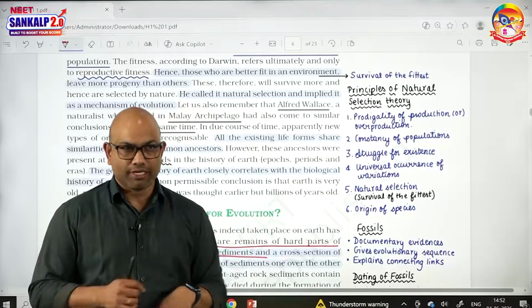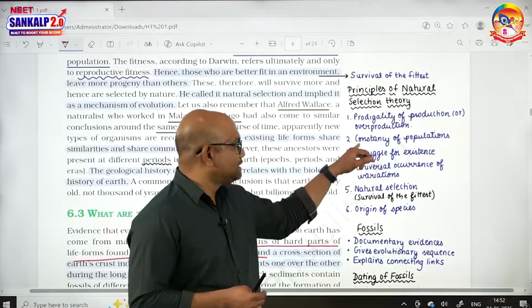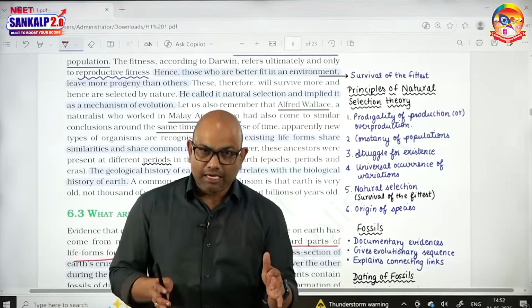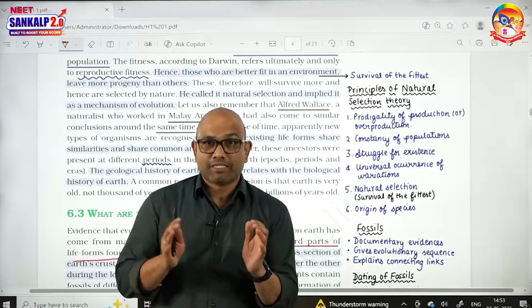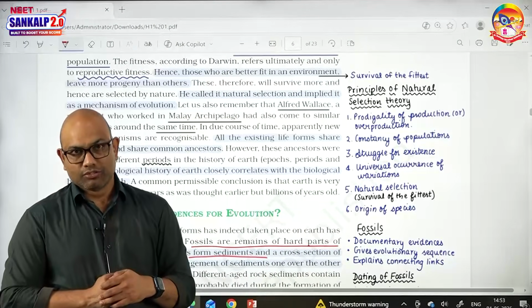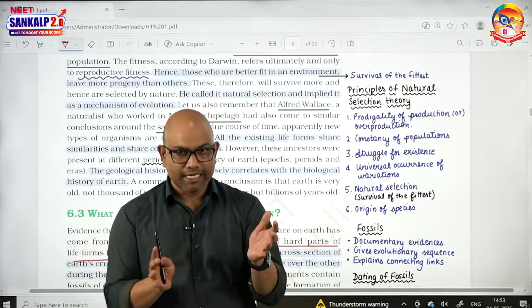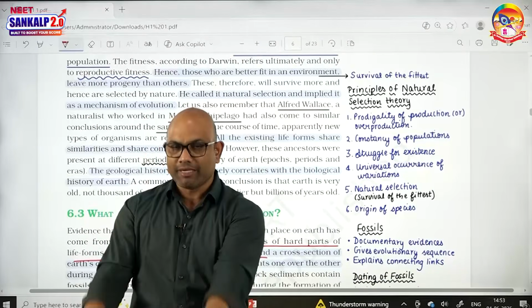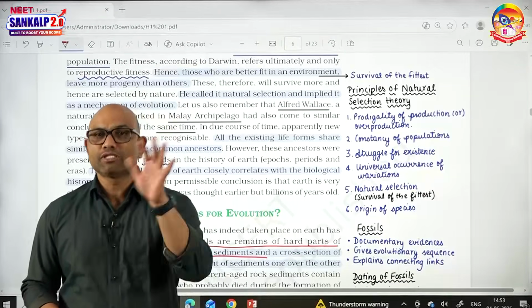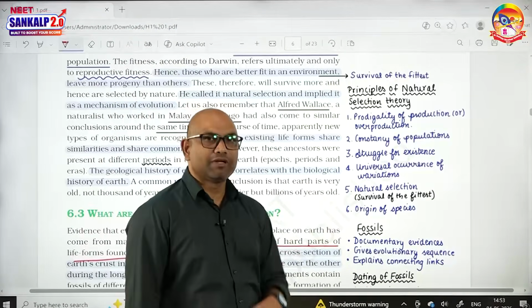That is overproduction. But the second observation of Darwin is that there is constancy in population. Though they want to produce more, still the population size remains the same except for seasonal fluctuations. Theoretically you may say it may increase or decrease, but practically the size of the population remains constant. Why does the size of the population remain constant? Because resources are limited. That is the second observation of Darwin.